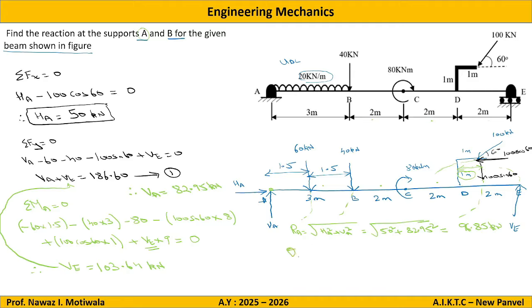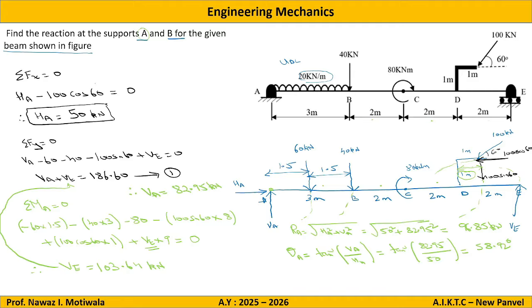So I will also have to find theta A. Theta A is equal to tan inverse of VA upon HA. So this is tan inverse of 82.95 divided by HA, which is 50. I am getting the answer as 58.92 degrees. This completes the problem.